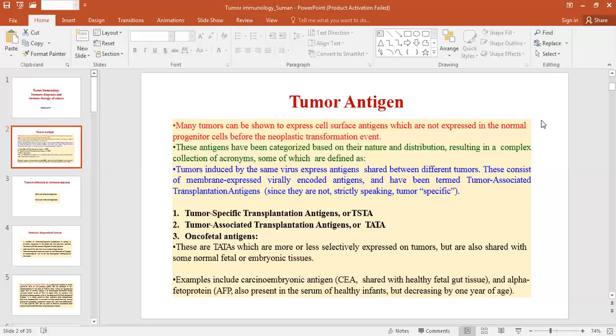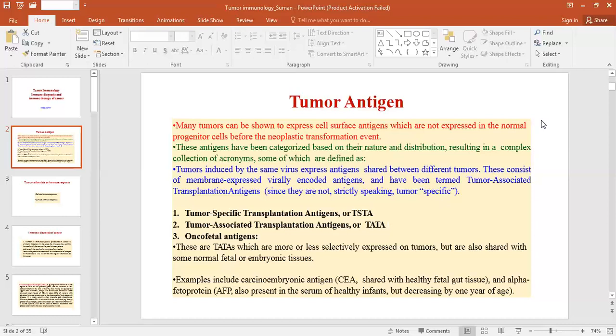So different virus-associated cancer or tumor-specific genes are there, and the viruses that have been implicated in tumorigenesis include Epstein-Barr virus, hepatitis B virus, hepatitis C virus, etc.